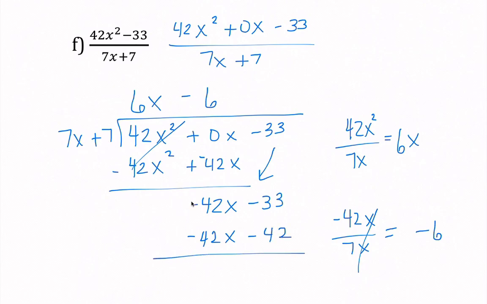So for my subtraction step, I change the signs on the bottom. This was a negative, so I change it to a positive. This was a minus, so I change it to a plus. A negative 42x, a positive 42x, opposites cancel. A negative 33 plus 42 is going to give me a positive 9. Since there is nothing else to drop down, I know that 9 is my remainder. Since 9 is a positive 9, at the top I have to put plus. 9 goes on the top of my fraction, and what we divide by goes on the bottom.